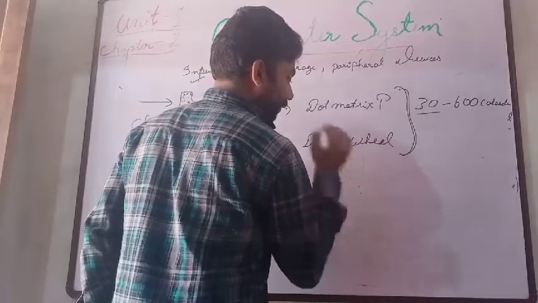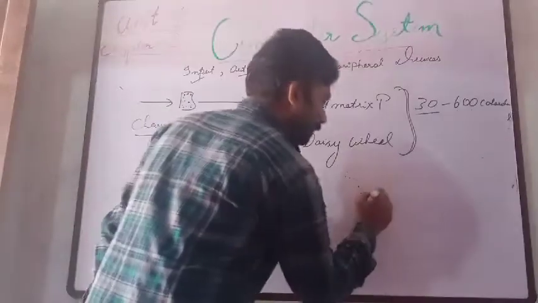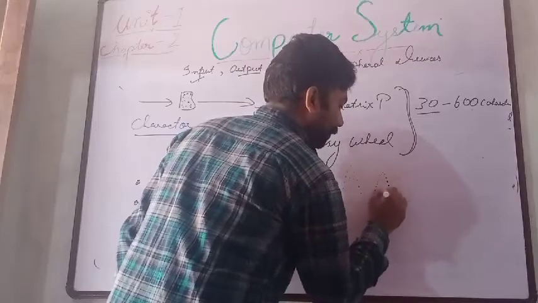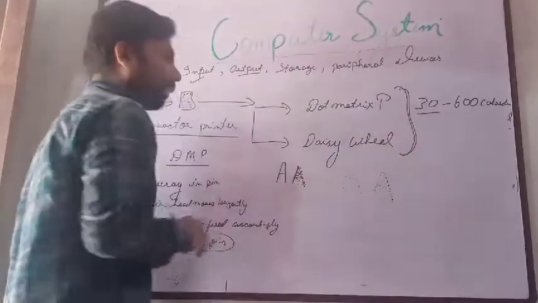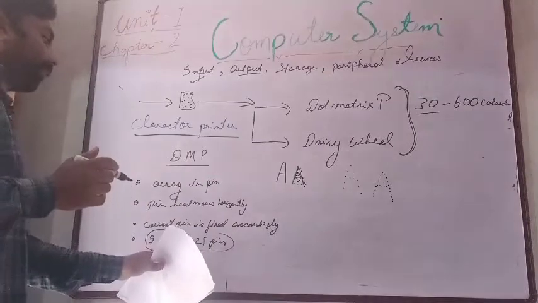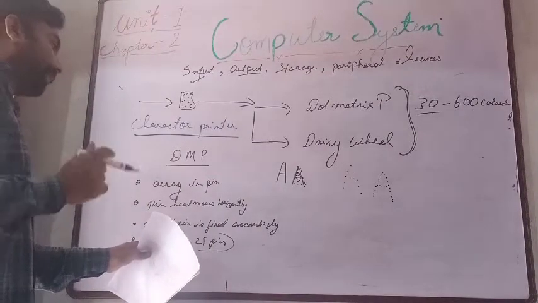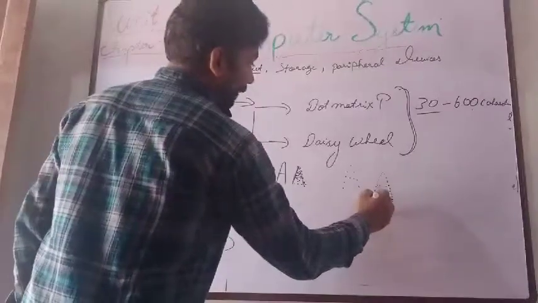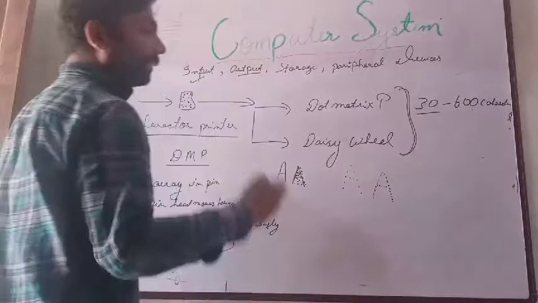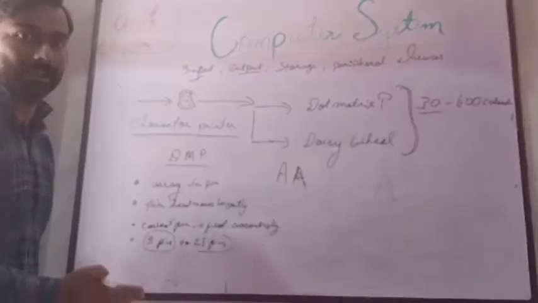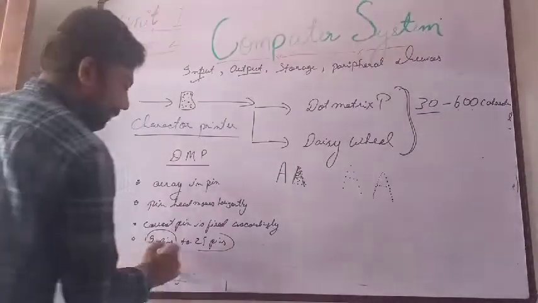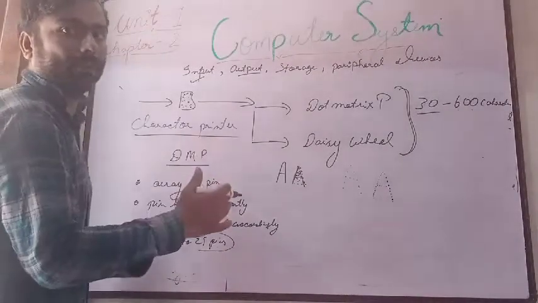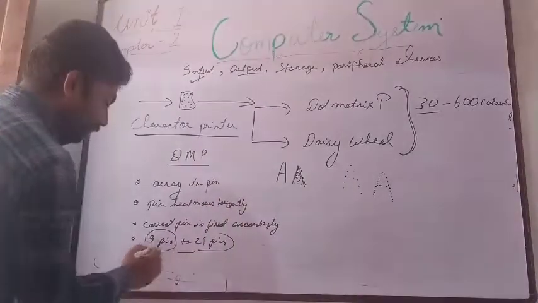It is also A and this is also A. The number of pins has been increased. So this is up to the dot matrix printer, whether 9 pin head is there or 25 pin head is there, meaning the clarity will increase as much as the number of pins in the head of the printer. So 9 pin to 25 pin is there in the printer, different types of dot matrix printer between this range.